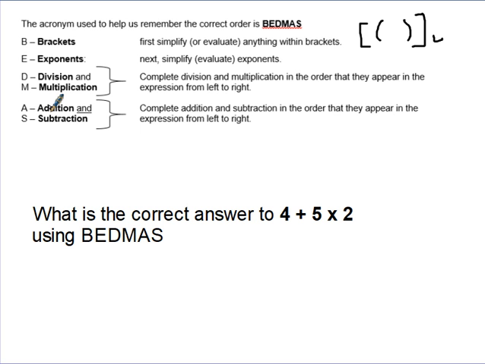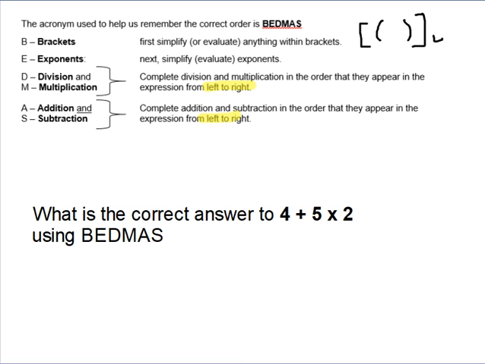Same thing with addition and subtraction. They're opposite operations, and they also come from the same family. So when we're doing addition or subtraction, we complete them in the order that they appear from left to right. And it's very important to note that, from left to right.